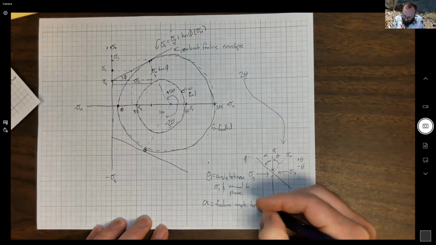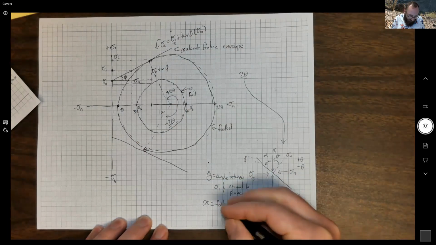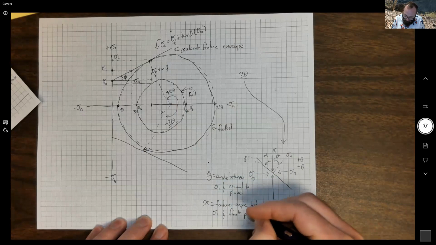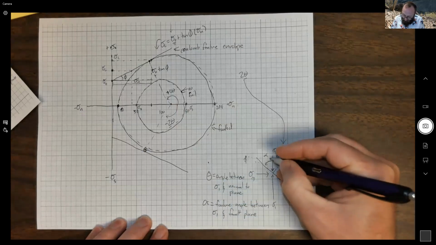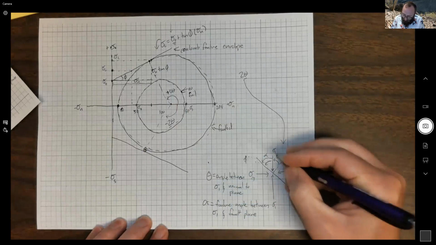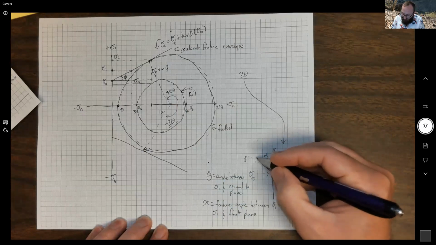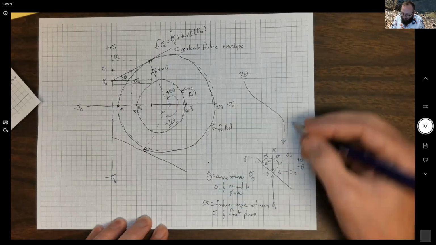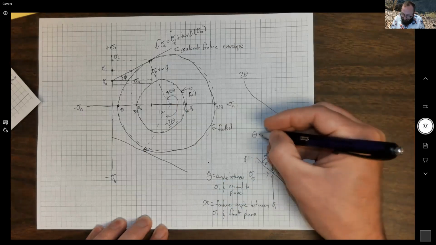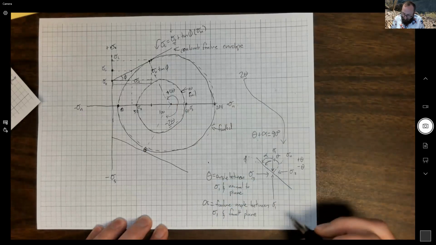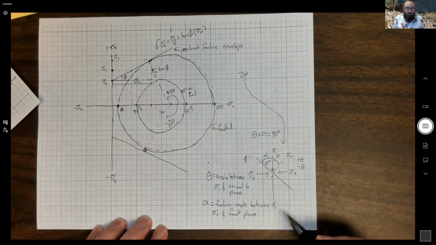Between sigma 1 and the fault plane. Okay, so that's this angle here, alpha, the angle between sigma 1 and the failure plane. Okay, so it's complementary of theta. Again, theta plus alpha, that's going to equal 90 degrees.